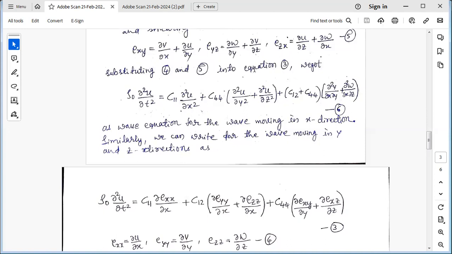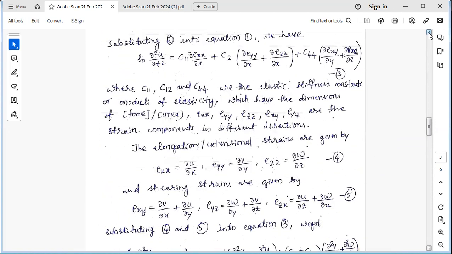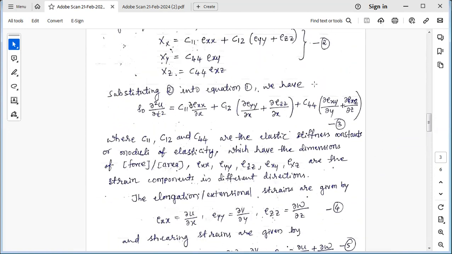So we obtained equation 3 in this way. We substituted equation 2 into 1. Slight simplification is needed, so we got this equation.